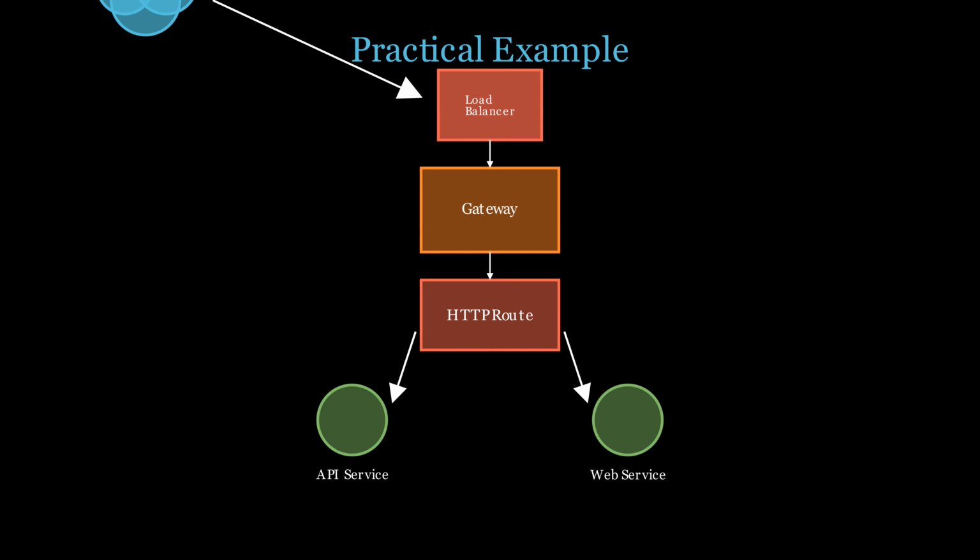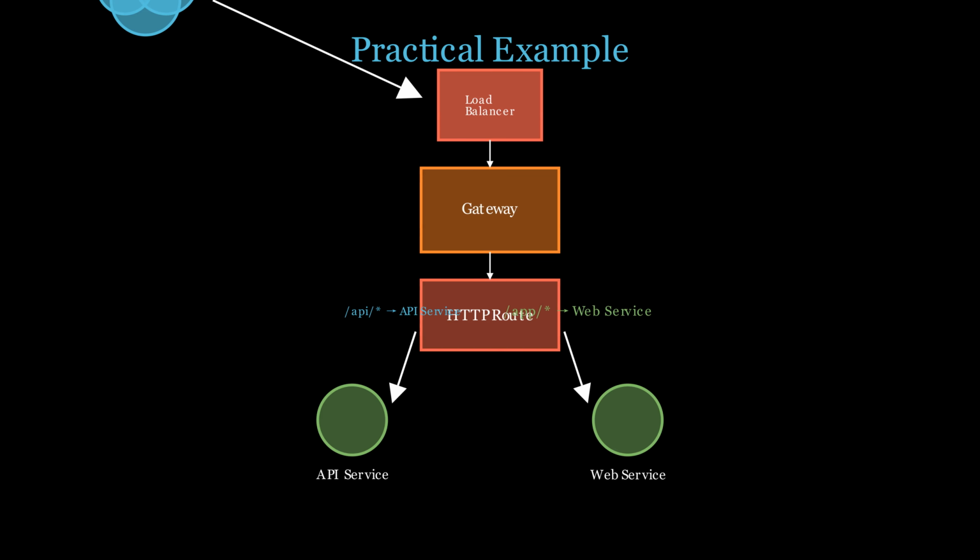Imagine we're deploying a web application with an API backend and a front-end web interface. External traffic flows from the internet through a load balancer to the gateway. The gateway implements the configuration specified in the GatewayClass. The HTTPRoute defines how traffic should be routed to our services based on request paths.